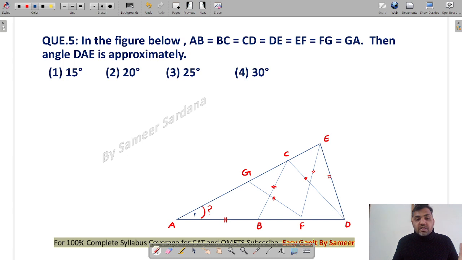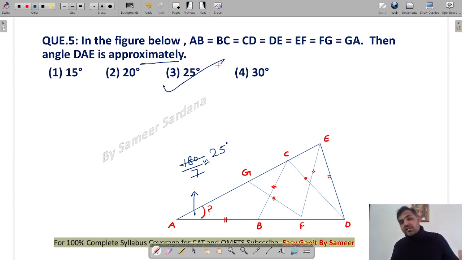The value of this angle will straight away be 180 by 7, right? This will be approximately, because the question is asking us approximate answer, so it would be approximately 25 degree. Answer is third option, right? Very, very important question, guys.